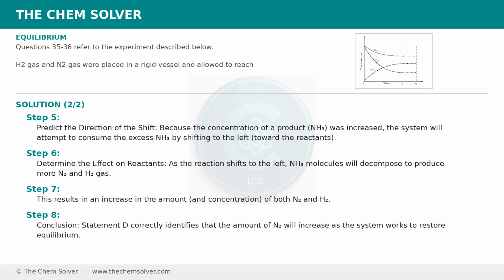Predict the direction of the shift. Because the concentration of a product, NH3, was increased, the system will attempt to consume the excess NH3 by shifting to the left toward the reactants.